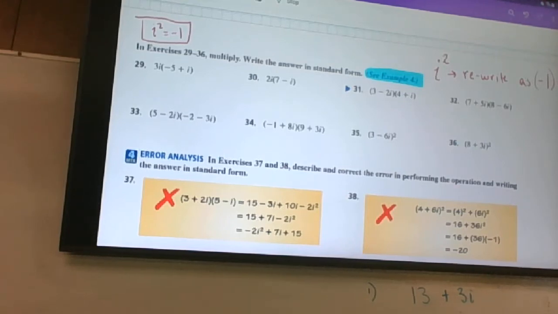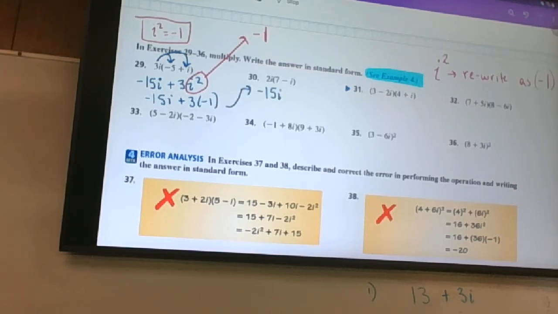Okay. Anyway, what matters to you is if you come up with i squared and you turn it into negative 1, it's the same thing. So here, 3i times negative 5 is negative 15i. 3i times i, 3i squared. Just like that. So now I'm going to take this i squared and turn it into negative 1. It's like a definition. It's like a proof. i squared is negative 1. It's definitive. So I then have negative 15i plus 3 times negative 1. That's negative 15i minus 3.